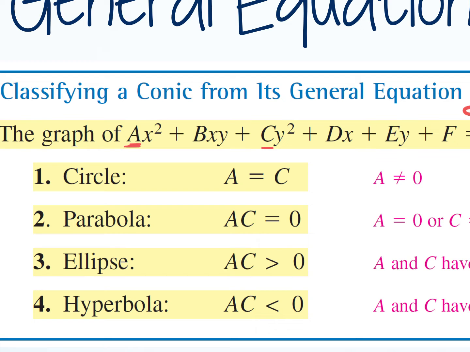If A times C equals 0, then it's a parabola, which usually we'll see that we only have an x squared and a y, so only one of our variables will be squared. Then we can tell that it's a parabola. If A times C is greater than 0, it's an ellipse. And if A times C is less than 0, it's a hyperbola. We can remember it because our ellipse has a plus sign in the middle, so it'll be positive. Our hyperbolas have a minus sign in the middle, so it'll be negative.